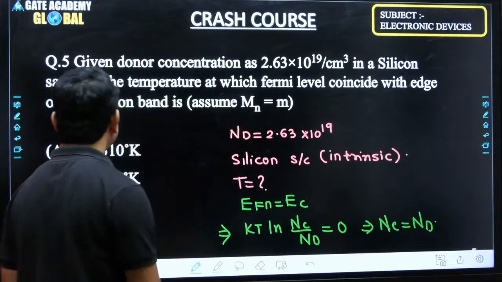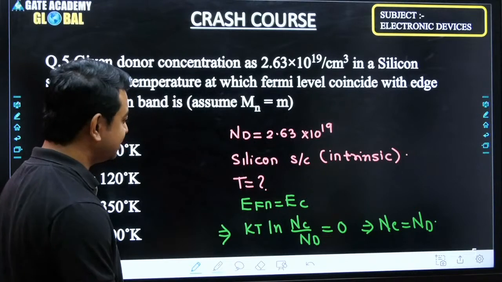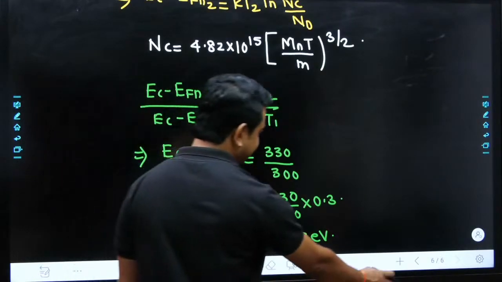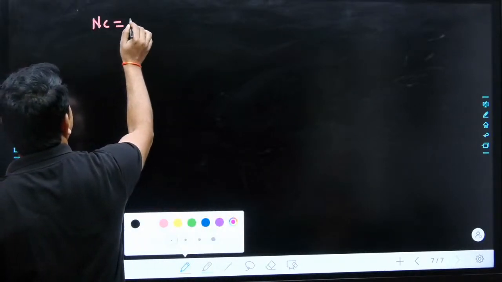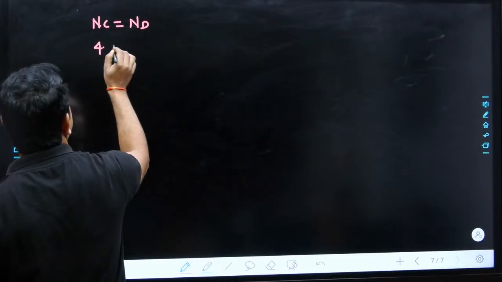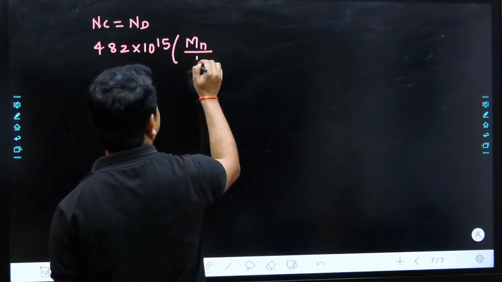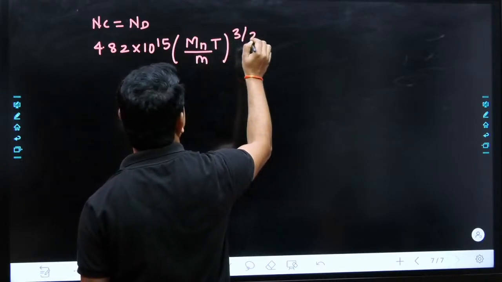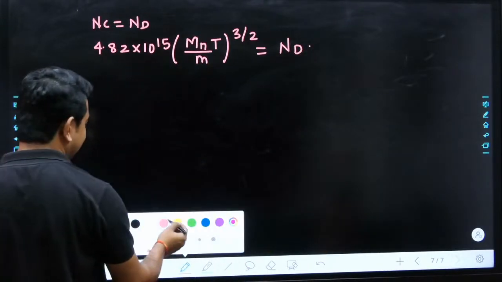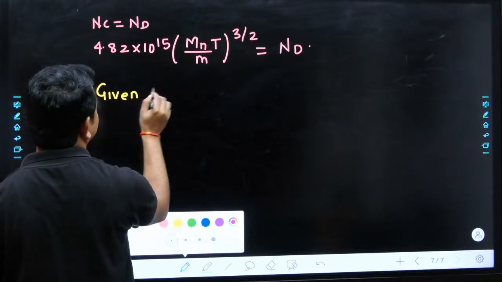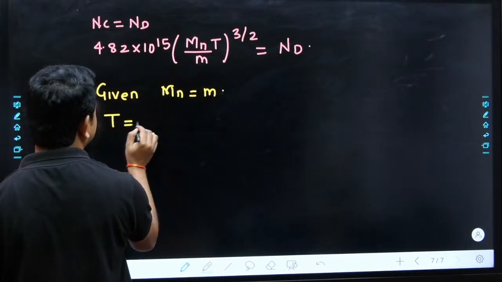So, what is the question? In this question we have to find out the temperature. What will be the temperature at which we are having Nc equal to Nd? So, we take another slide and write Nc is equal to Nd. This is 4.82 × 10^15 × Mn divided by T raised to 3 by 2, and this will be given by the donor atom concentration. And it is also given in the question that Mn is equal to M. So, the only unknown is T.